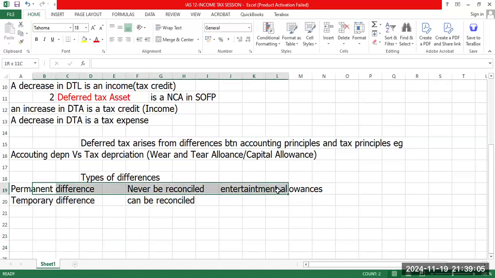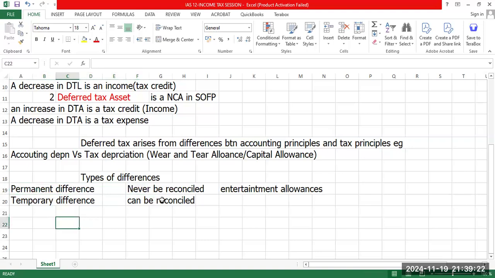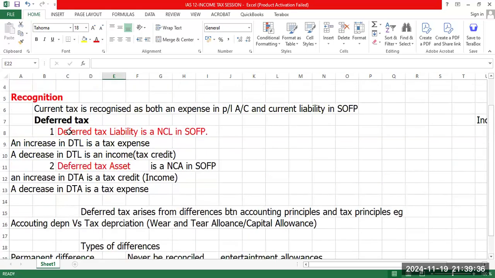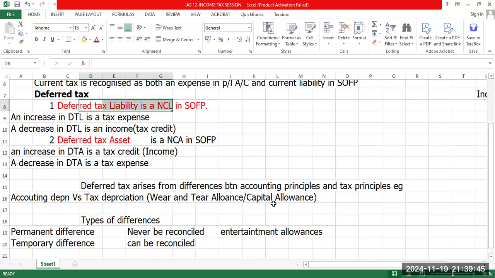So just to understand this, look at things that the taxman adds back, of which those items that are added back cannot be reconciled. Those will create permanent difference. But items that can be reconciled will result in temporary difference. Okay? Now, we have talked about deferred tax liability and deferred tax asset. But when do these arise?